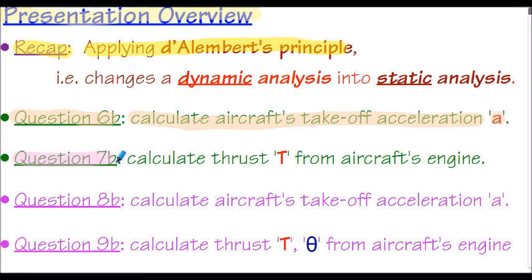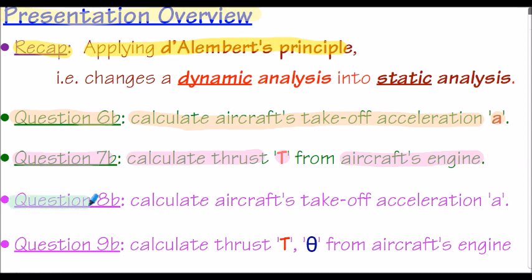Question 7b is a slightly simpler solution to that of question 6b. Here we have to calculate the magnitude of the thrust T from an aircraft's engine. The direction is given in the question. So we just need to generate one equation by considering forces in the x direction. From the equation generated we can calculate the magnitude T. And we will generate an equation in the y direction just to check the value of T.